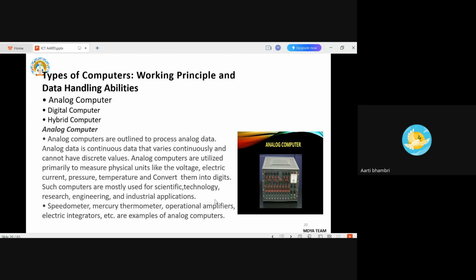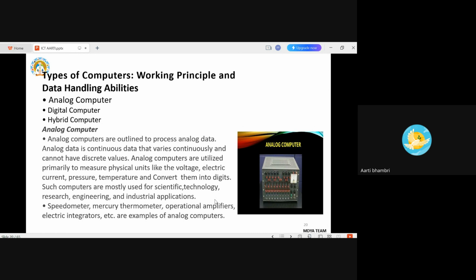Such computers are mostly used for scientific technologies, research, engineering, and industrial applications. Mostly these are the common examples, like the thermometer and scooter. But nowadays we can see the analog computer is converting into digital computer. Now we see the digital speedometer in the computer. Speedometer, mercury thermometer, operational amplifiers, and electrical integrators are the examples of analog computers.